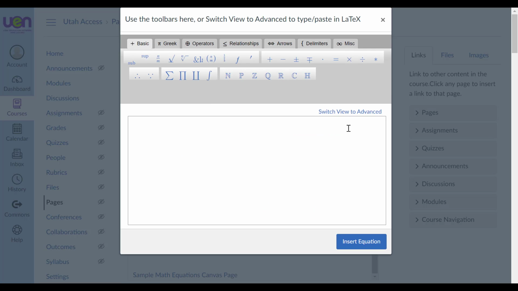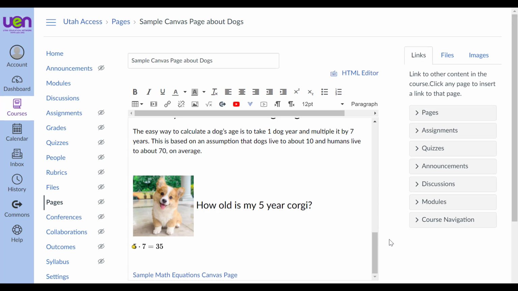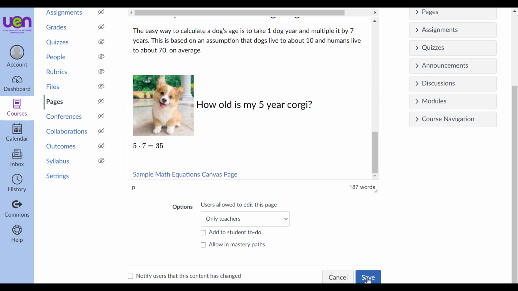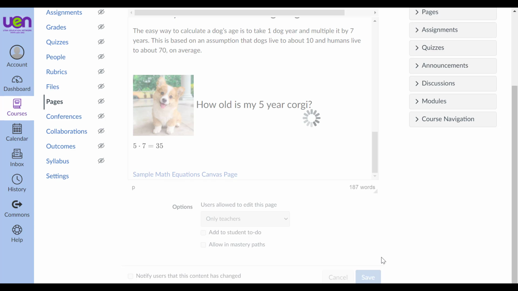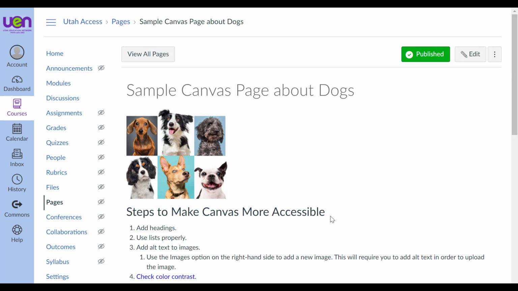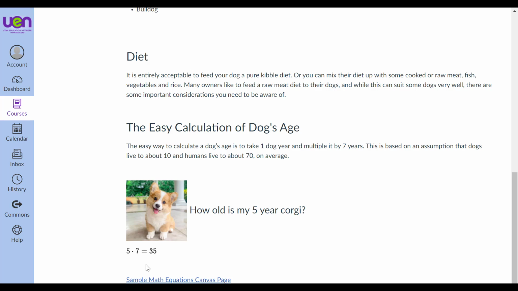And I can just simply type the numbers and the symbols. So 5 times 7 equals 35. And then select Insert and save the page. And that equation is accessible to a screen reader. So let me pull up an example of a screen reader and navigate to this particular equation.